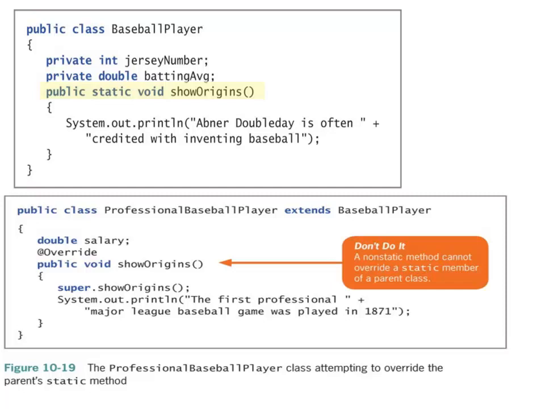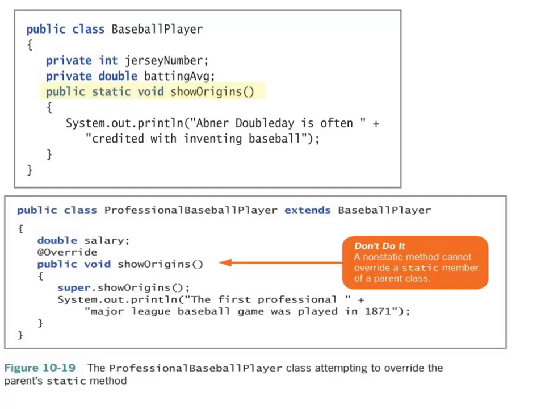In this example, we have a public class BaseballPlayer. That class has a public static void showOrigin method. And we also have a public class ProfessionalBaseballPlayer extends BaseballPlayer. So BaseballPlayer is the superclass and ProfessionalBaseballPlayer is the subclass. In this subclass, we cannot override the showOrigin method because it is declared as static in the superclass. Also remember the keyword super can be used in a child class's non-static instance methods and constructors.